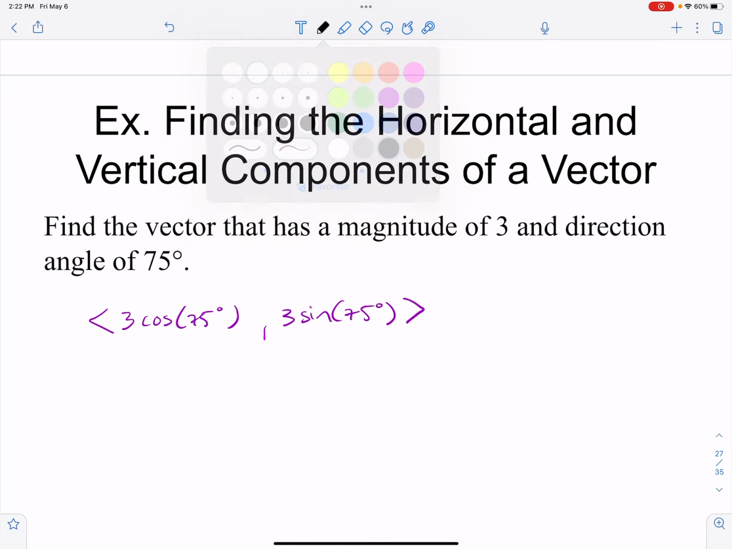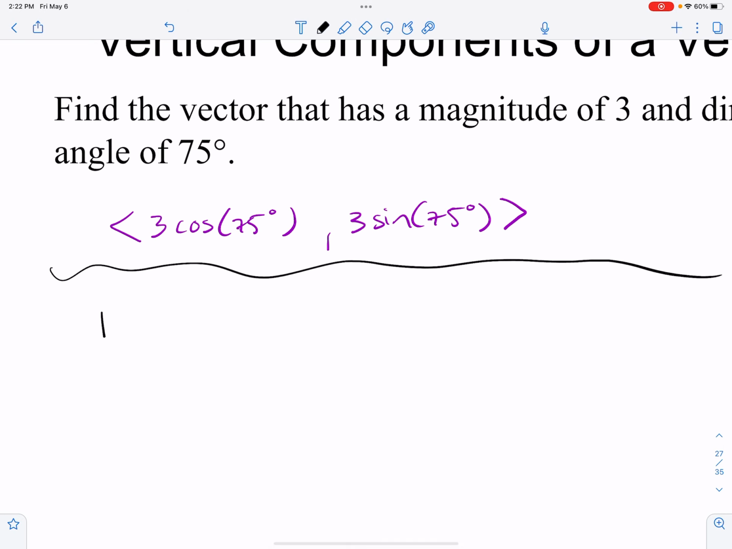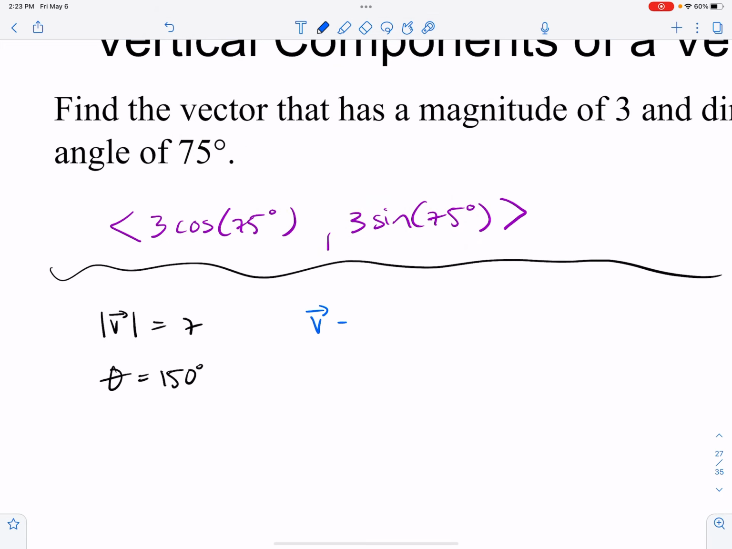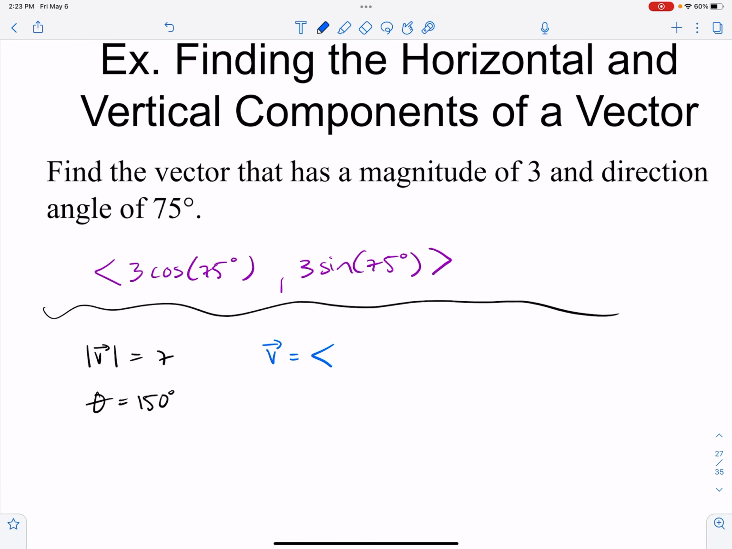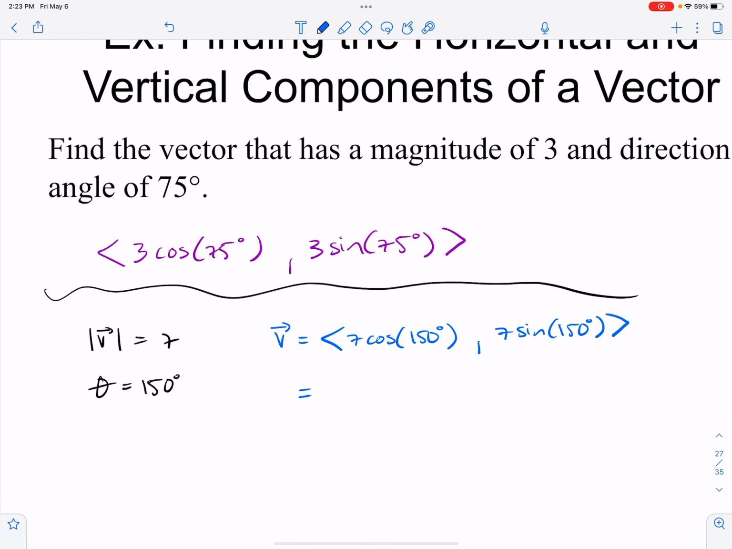But if I give you an example of an angle that would be on the unit circle, like a vector V that has a magnitude of, let's say, 7, and a direction angle of 150 degrees, that means for vector V, we can find the position vector, the horizontal and vertical components, by doing 7 times cosine of 150 degrees, comma, 7 times sine of 150 degrees. And we can simplify that further.